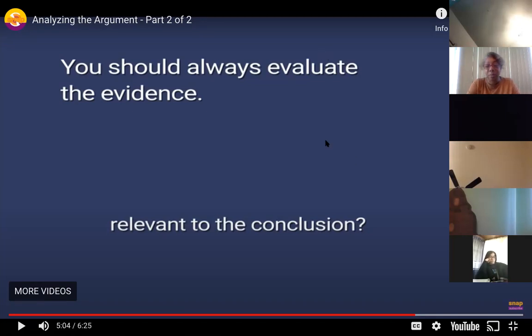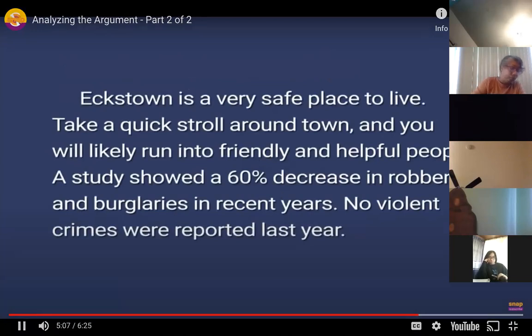Evidence that supports versus evidence that is not needed. In this paragraph, not so much.